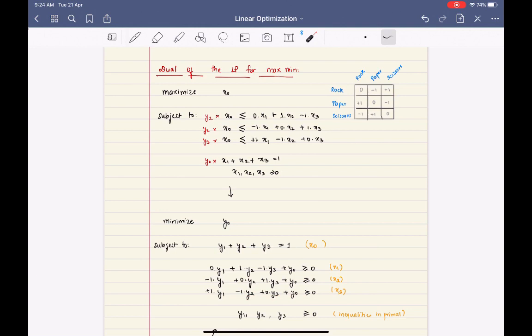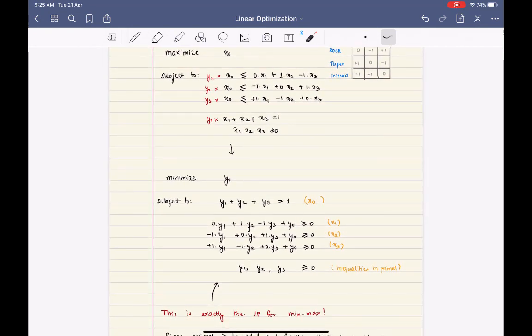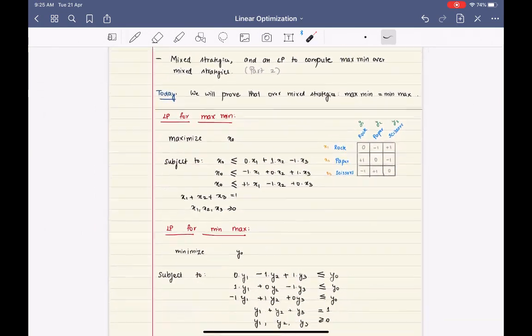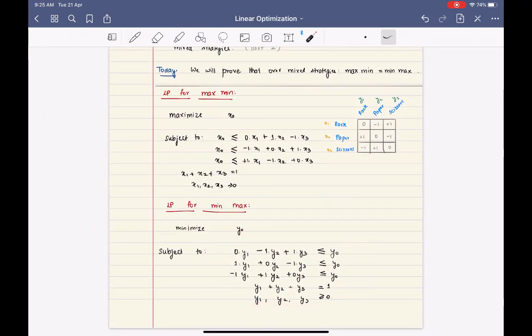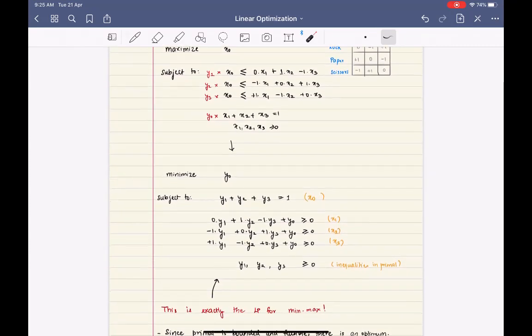Similarly, you write for y3. Now why should I add y1, y2, y3 bigger than or equal to 0? Because these are all inequalities. So for these inequalities, to maintain the relation in the dual, we need bigger than or equal to 0 here. So this is the standard dual, and as you see, it turns out that this is exactly the LP for min max. So what we wrote here is just obtained in a rearranged form. So this is the first step.